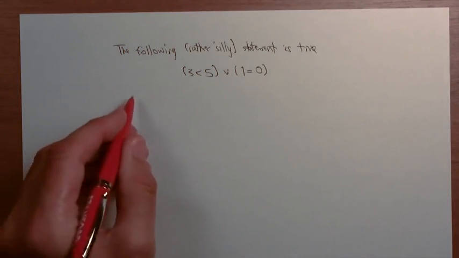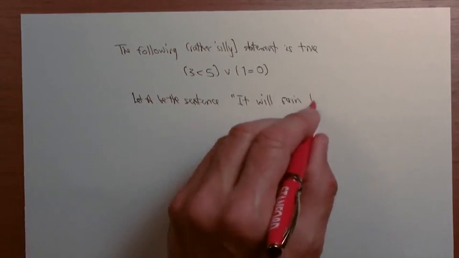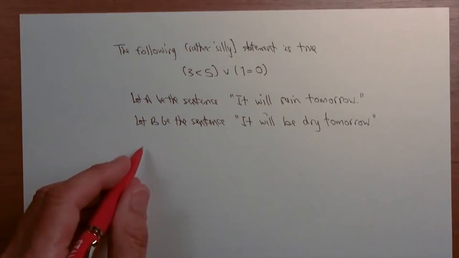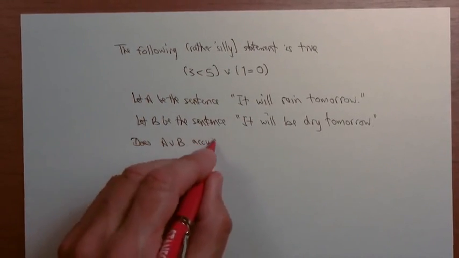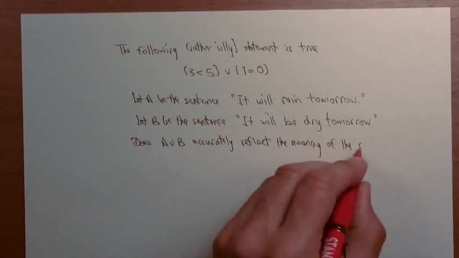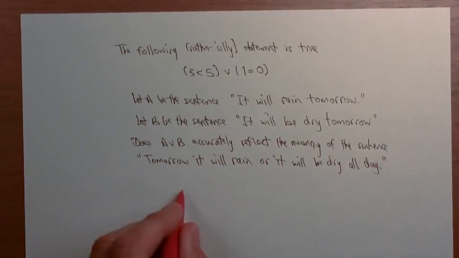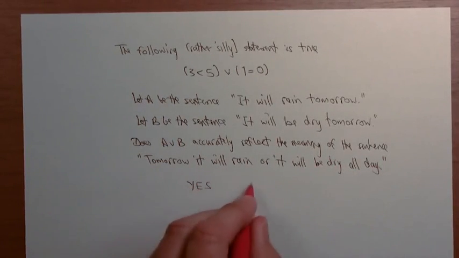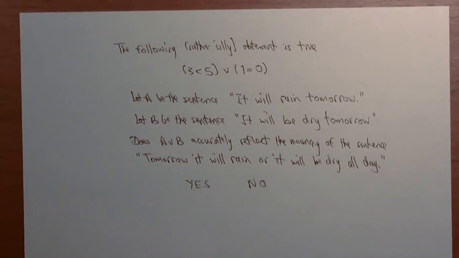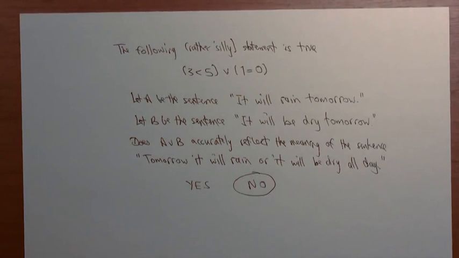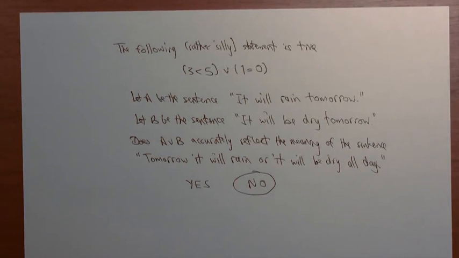Here's a quick quiz. Let A be the sentence, it will rain tomorrow. And let B be the sentence, it will be dry tomorrow. Here's the question. Does the disjunction A or B accurately reflect the meaning of the sentence, tomorrow it will rain or it will be dry all day? Well, what do you think? The answer is clearly no. If that comes as a surprise to you, you need to think about the definition of or a little bit longer and see what's going on here. I'll leave you to that one.